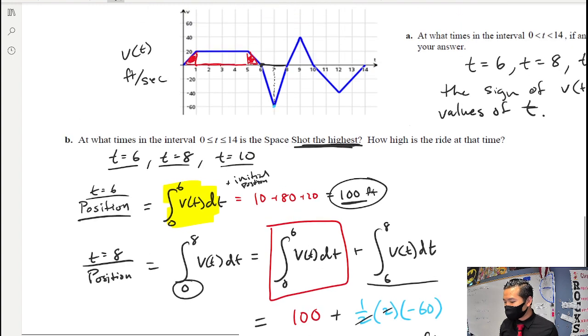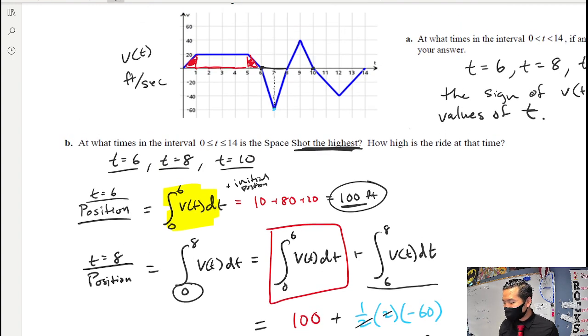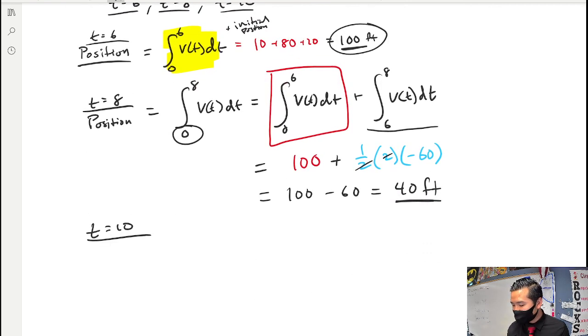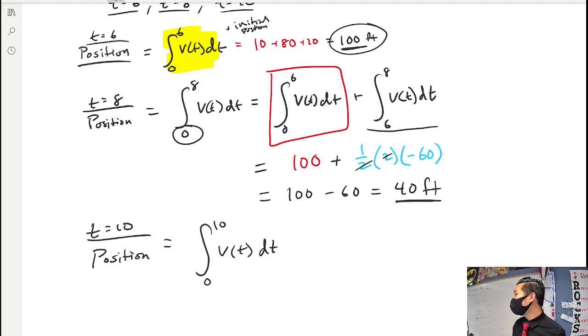We've got to do one more, because what was the other critical point we're supposed to test? 10. So give me the position at t equals 10. Well, what's that integral look like? Now, here's the thing. We've already done 0 to 6, and we've also done 0 to 8. I would not break this down as 0 to 6, 6 to 8, 8 to 10. That's too much work. Just do it from 0 to 8 of v of t dt, because we already got that answer, by the way.